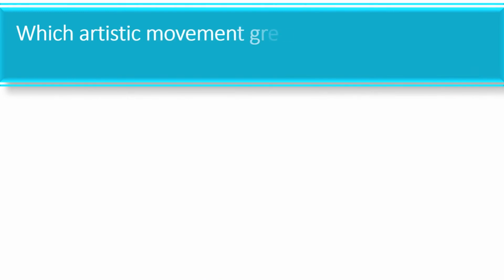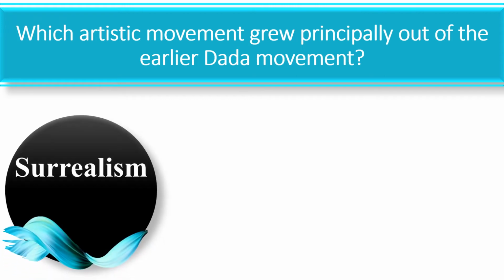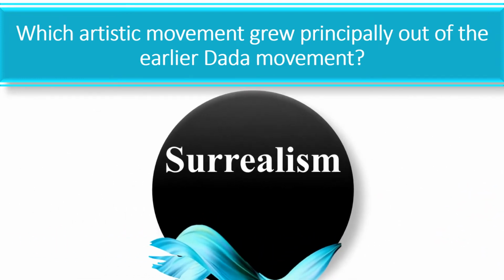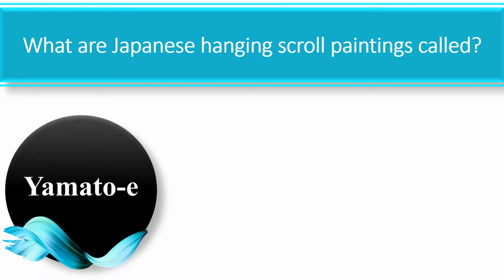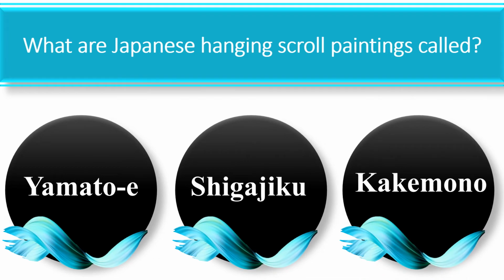Which artistic movement grew principally out of the earlier Dada movement? Surrealism, Romanticism, Pointillism. Surrealism. What are Japanese hanging scroll paintings called? Yamato-e, Shigejiku, Kakemono. Kakemono.